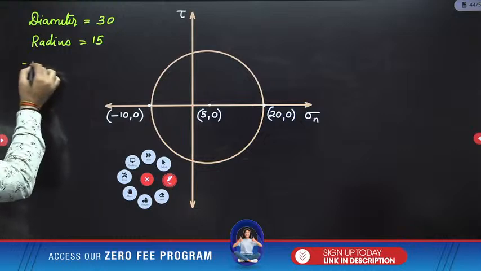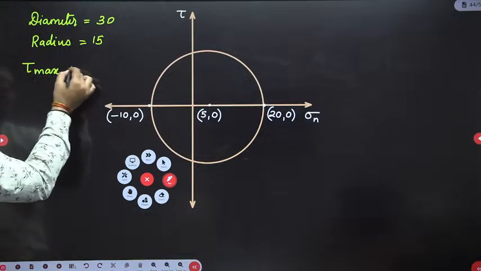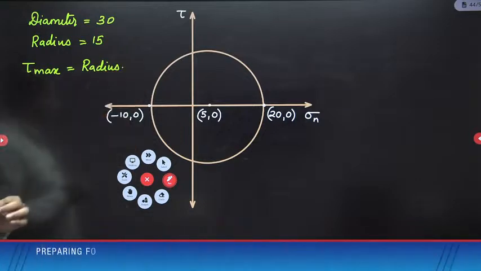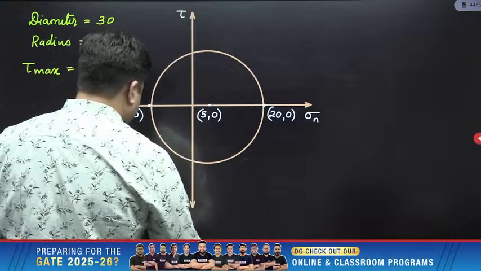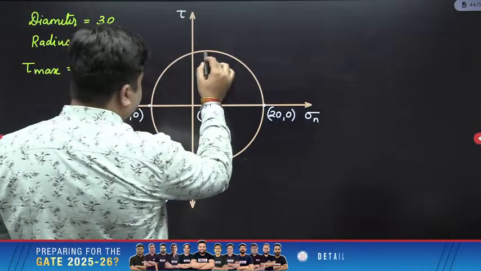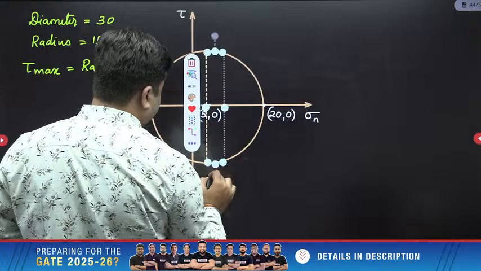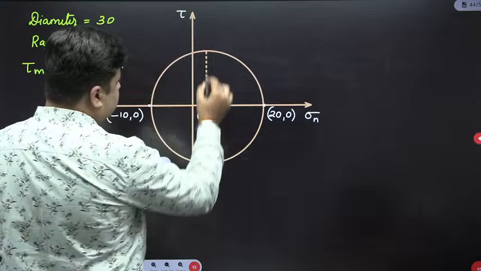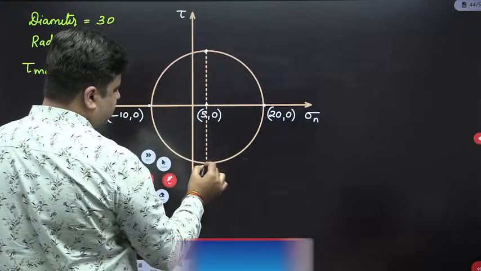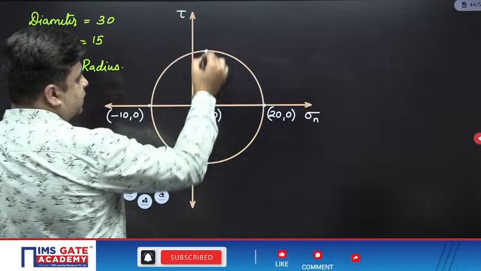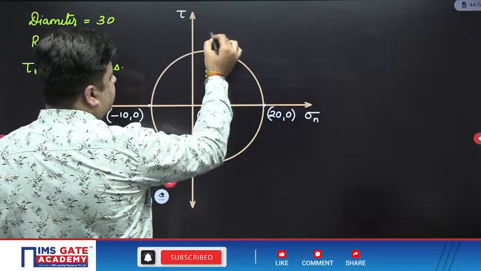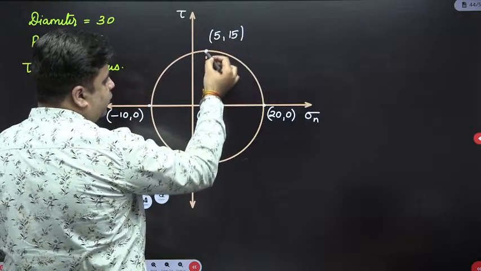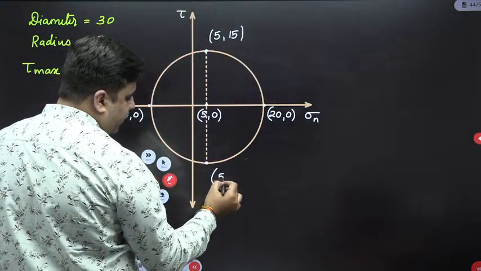And we know that maximum shear stress is equal to the radius of the Mohr circle. You can clearly see that these two planes are the planes of maximum shear stress, which are lying opposite to the center. This is the plane of maximum shear stress and this is the plane of maximum shear stress. The coordinate of this point will be 5, 15. You need to move up by 15, and the coordinates of this point will be 5, minus 15.